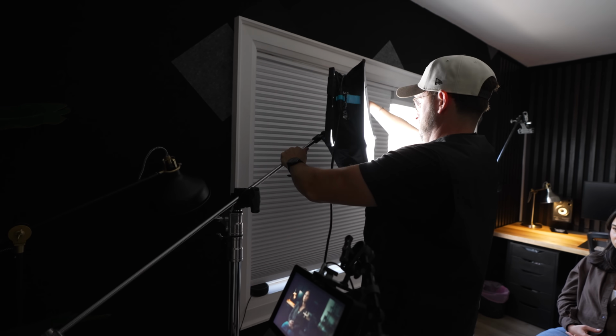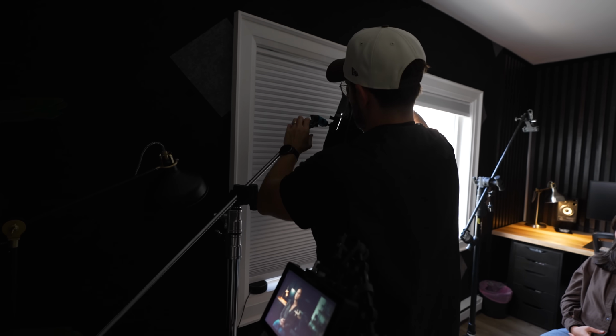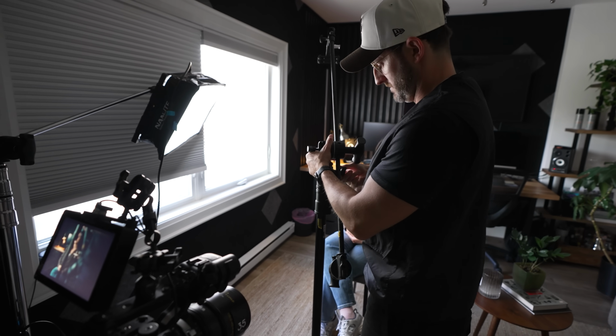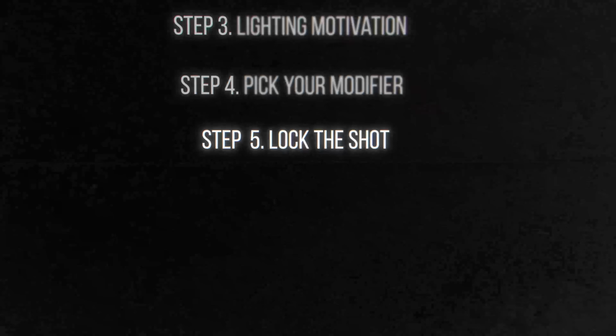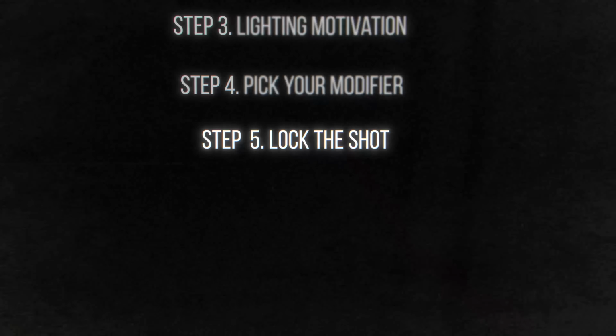So once I have my main modifier and I have that set up, that's when I begin to finesse and decide where to place my subject, which would be step number 5. Locking your shot. This doesn't mean you can't make tweaks to it, because I always will make adjustments, but I now like to begin to decide, okay, here is where my main subject is going to go.